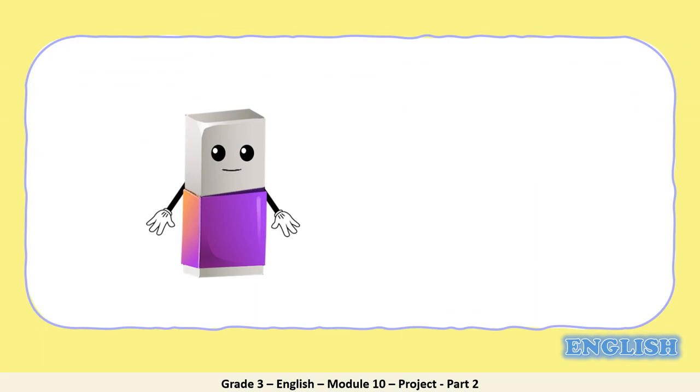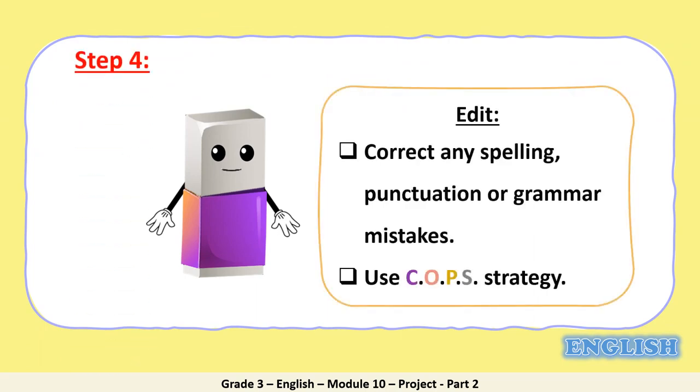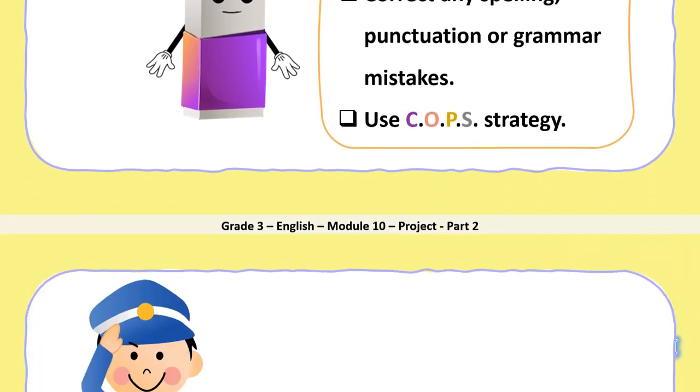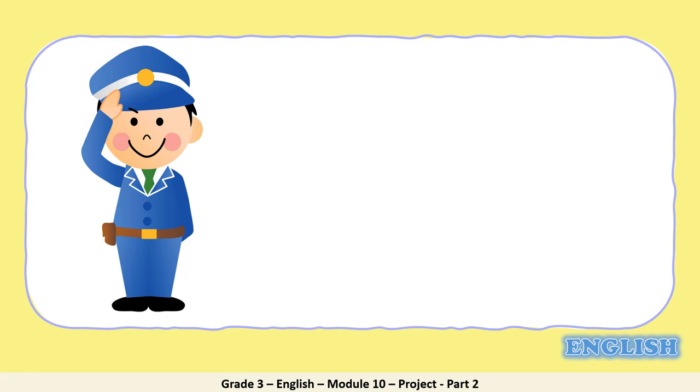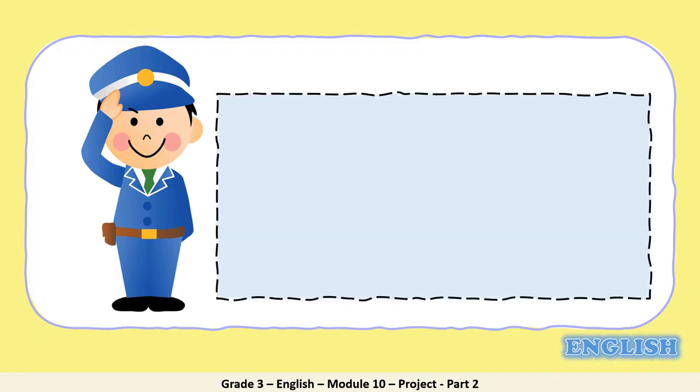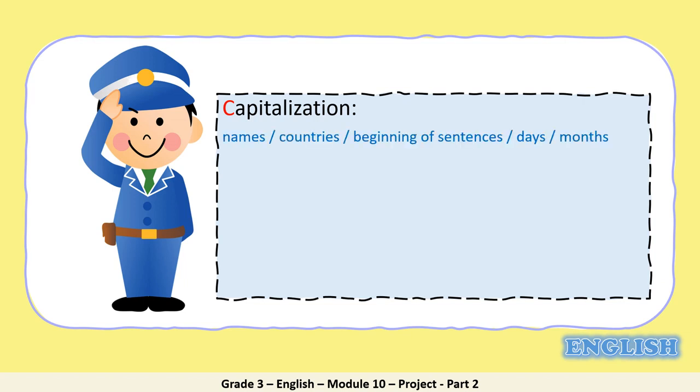Now we will move to step number 4, edit. Editing means to correct any spelling, punctuation, or grammar mistakes. Here we will use COPS strategy too. Do you remember what COPS stands for? Let me remind you. We have C for capitalization. And when do we use capital letters? Exactly, we use it for names, countries, beginning of sentences, days and months.